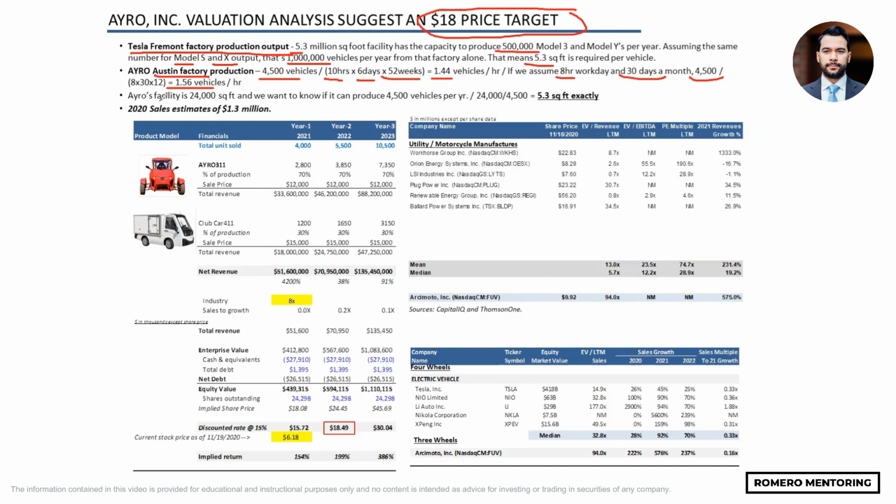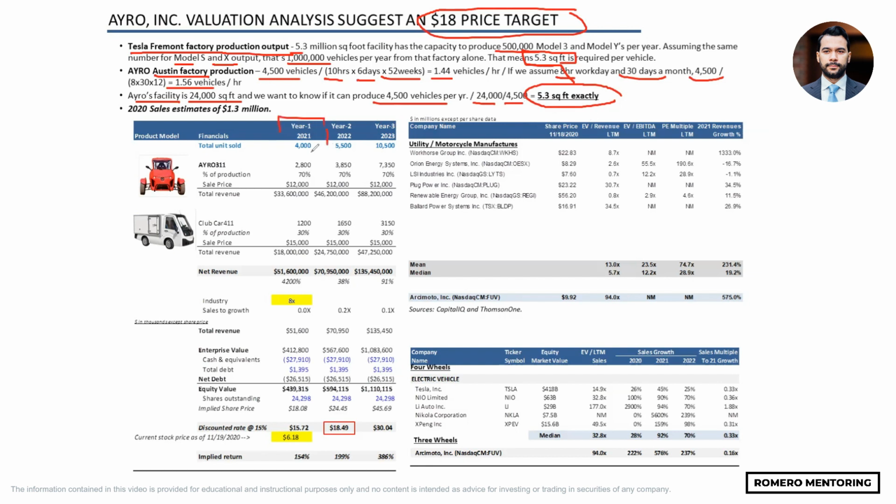If we also look at Ayro's facility of 24,000 square feet, and apply the same methodology that we applied to the Tesla Fremont factory, we would assume 4,500 vehicles per year. We take the 24,000 divided by the 4,500 vehicles produced, which gives us 5.3. That's exactly the same number we got for Tesla. So it's doable on their part. And by the way, I want to give a shout out to Michael, who helped us come up with this calculation as we were doing our analysis. So thank you for this information, Michael.